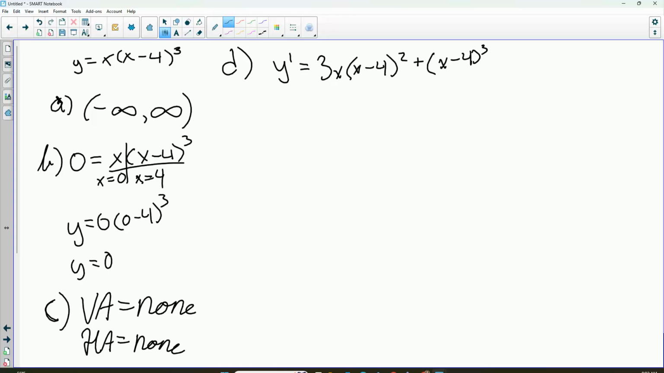And then I subtracted over my (x minus 4) to the third. Because for increasing, decreasing, we're setting it equal to 0. And then I took my, and then divided by my (x minus 4) to the second.